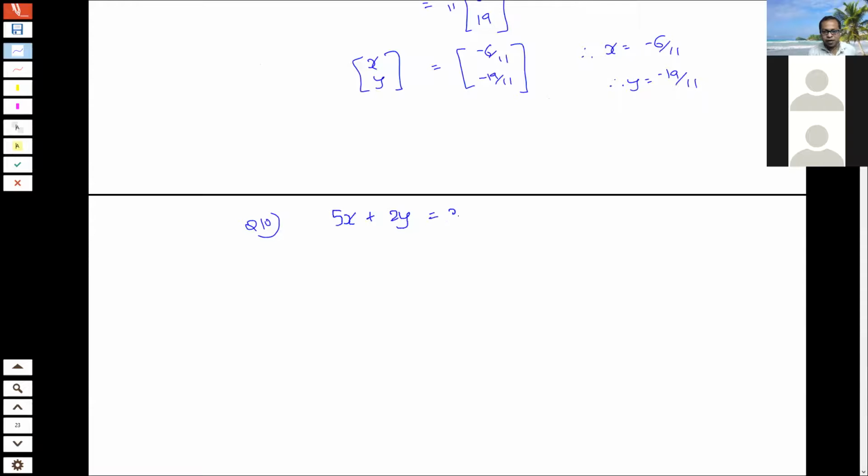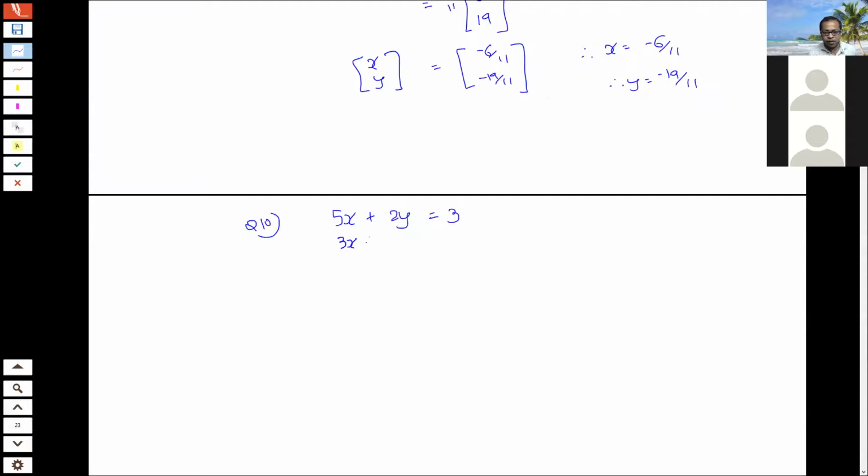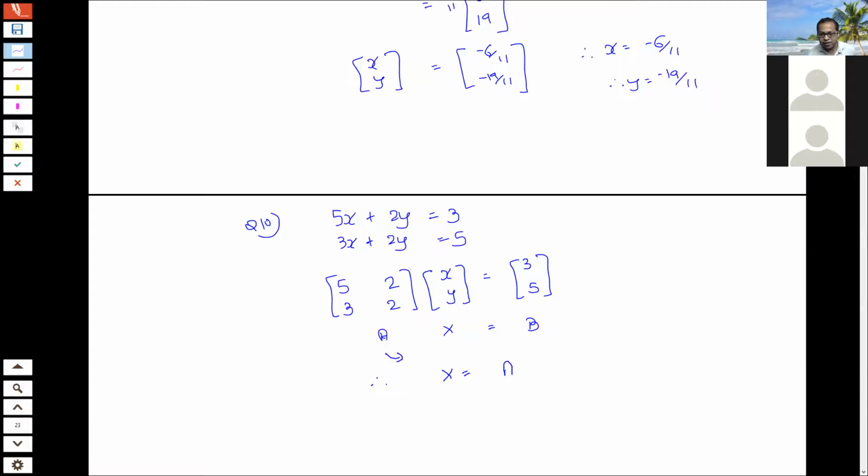So let's do question 10: 5x plus 2y is 3, 3x plus 2y is 5. So I can write like this: 5, 2, 3, 2 as matrix A, and matrix X of variables, and this is AX equal to B. So therefore I can say X is equal to A inverse into B.